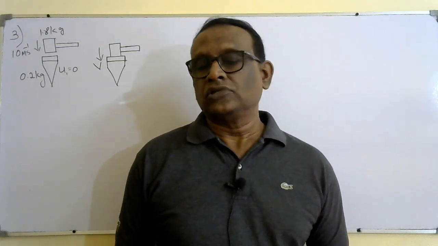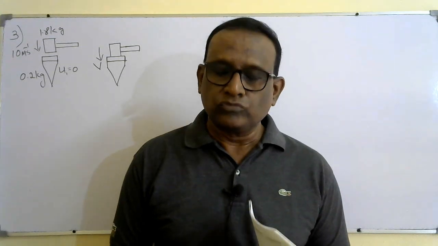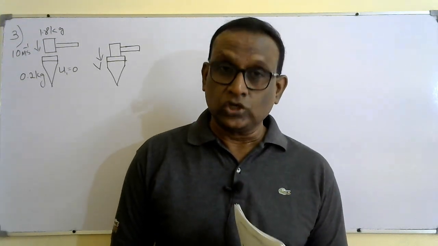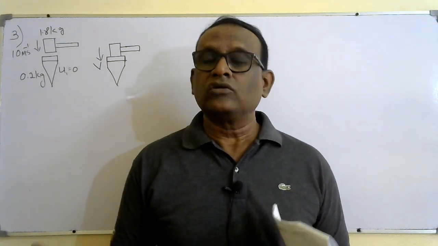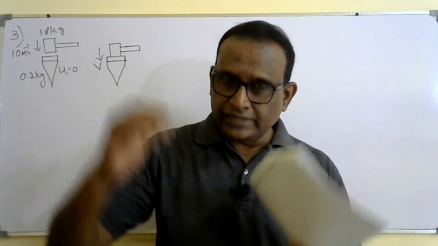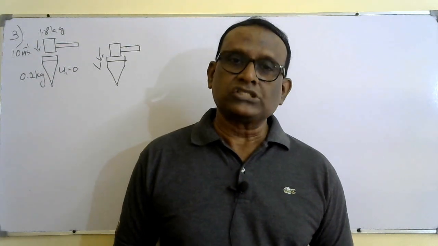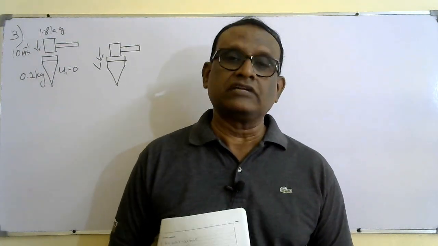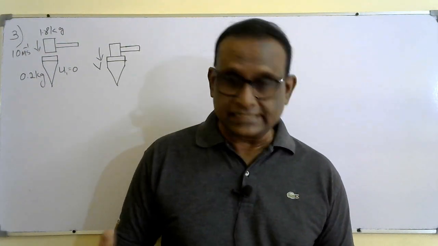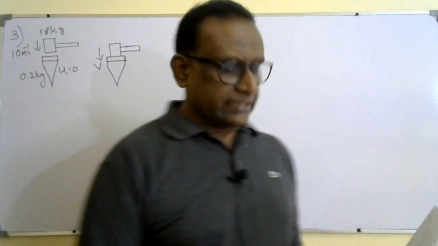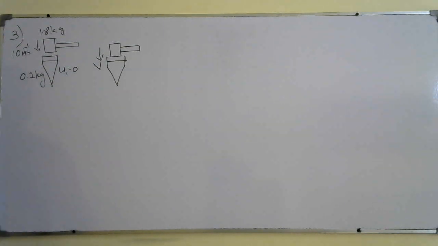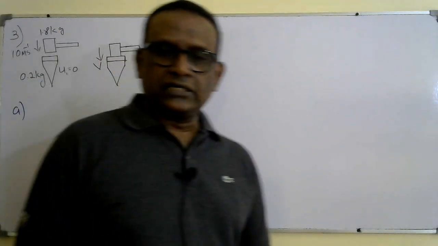You know the law of conservation of momentum can be used when there are no external forces acting on it, when there is no resultant force acting on the system. Otherwise we can't use it. So if you use the law of conservation of momentum to find V, for part A, initial total momentum equals final total momentum.